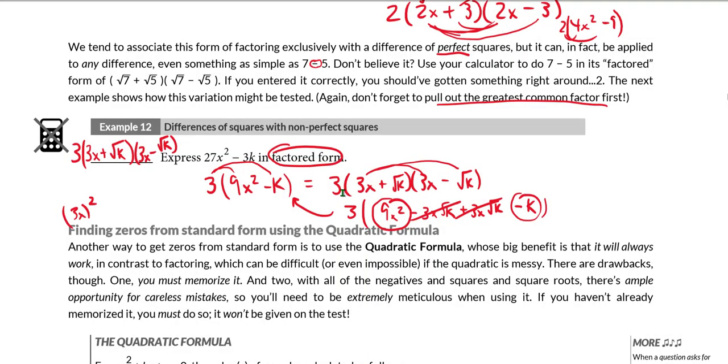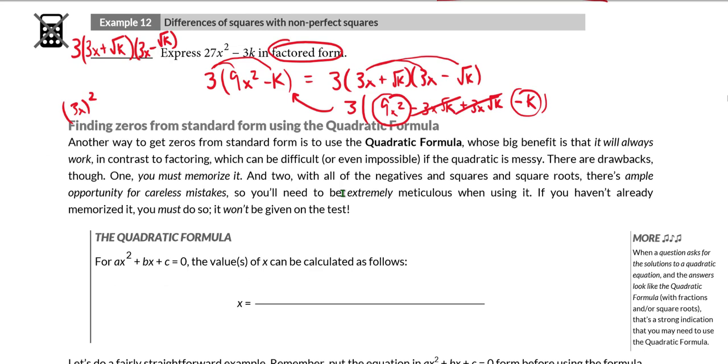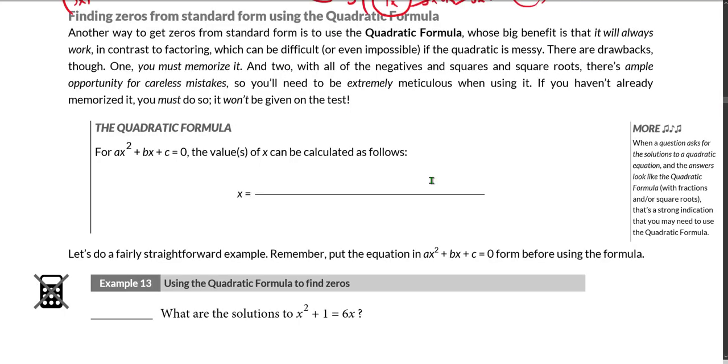We are moving on to how we find zeros in yet another way, and that way is using the quadratic formula. If you are a sophomore, junior, definitely senior, you know the quadratic formula, or at least you should know the quadratic formula by this point.